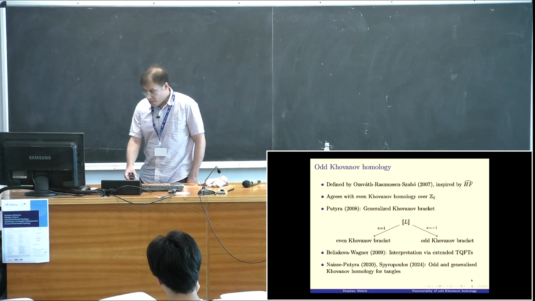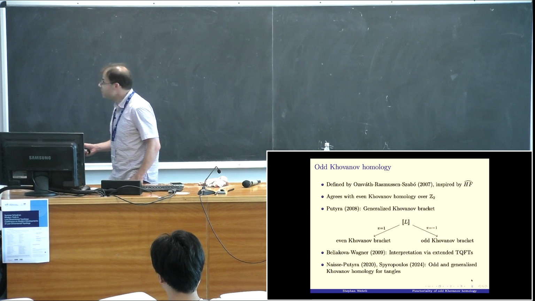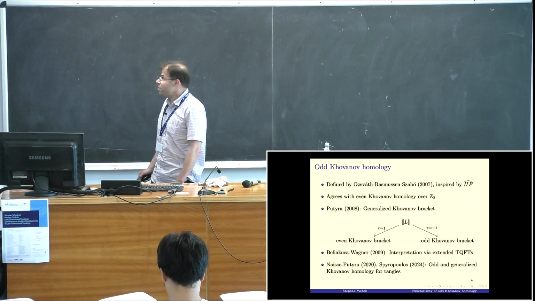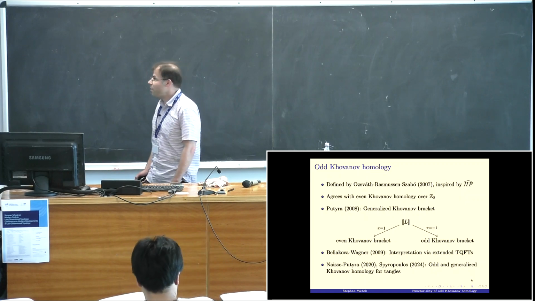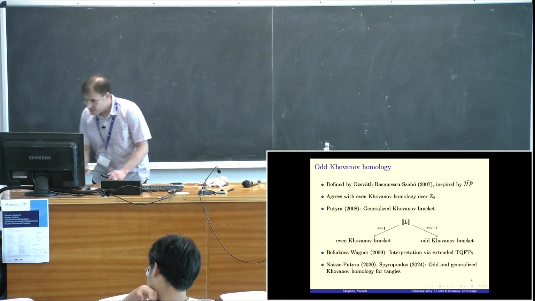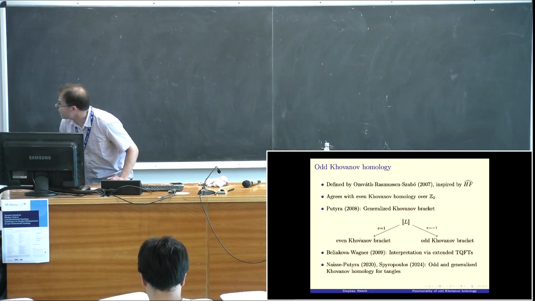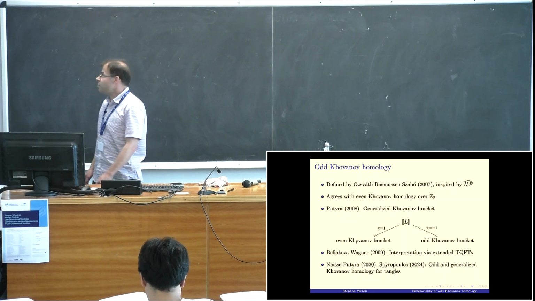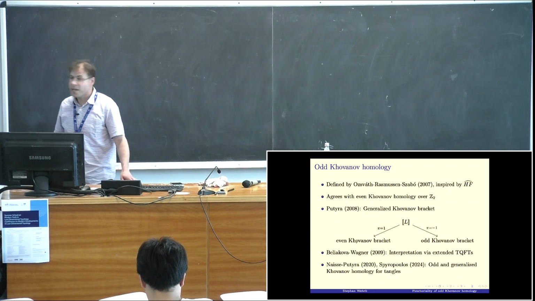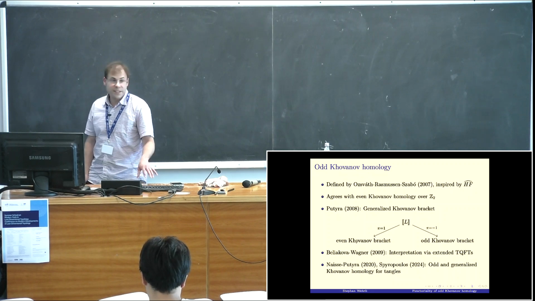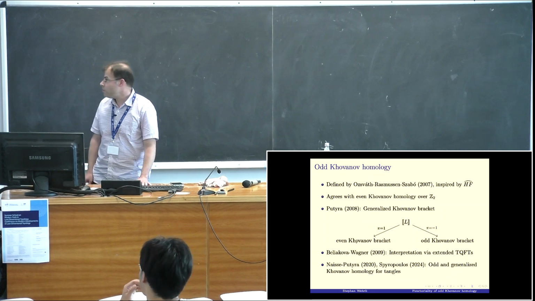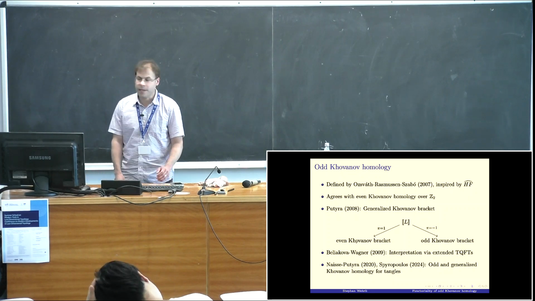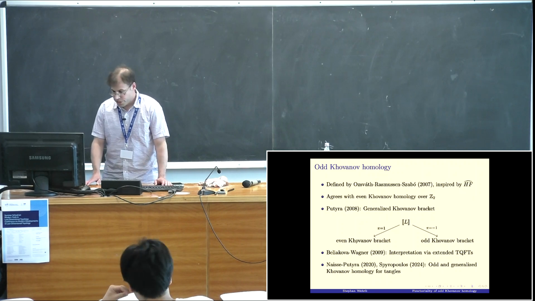And then around 2008, Chris Putyra defined this generalized Khovanov bracket. And in the version that I want to consider in this talk, this Khovanov bracket depends on a parameter pi. And if we set pi equals 1, we get Bar-Natan's even Khovanov bracket. And then if we set pi equals -1, we get an odd Khovanov bracket, which recovers odd Khovanov homology. And similar work was also done by Beliakova-Wagner. And then quite recently, Naisse, Putyra, and Dean Spyropoulos extended odd and generalized Khovanov homology to tangles.